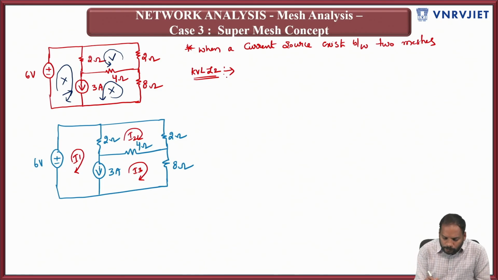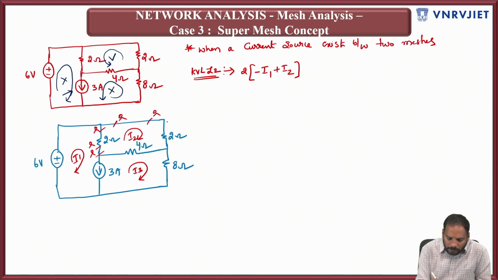So KVL in loop 2. I start here and walk like this. I am at the 2 ohms. The drop across the 2 ohms is affected by two adjacent currents, I1 on the left side and I2 on the right side. When you are walking, I2 is with you and I1 is opposite to you. So I1 is your enemy now, but I2 is your friend.